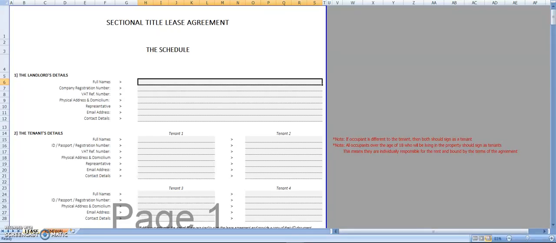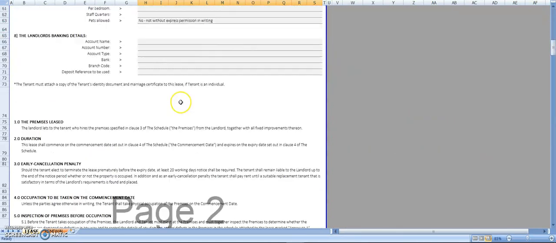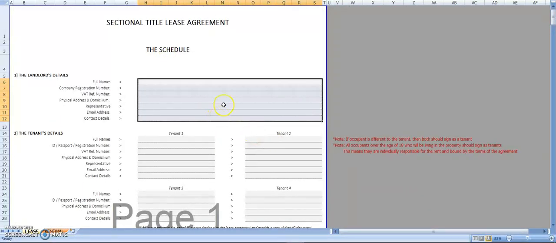I'm going to take you through the sectional title lease agreement. So this template is great because it's so easy to use. You simply populate the information in the shaded cells. There are 2 pages of the schedule, page 1 and here's page 2. You simply work your way through and populate the information, which I will do now.